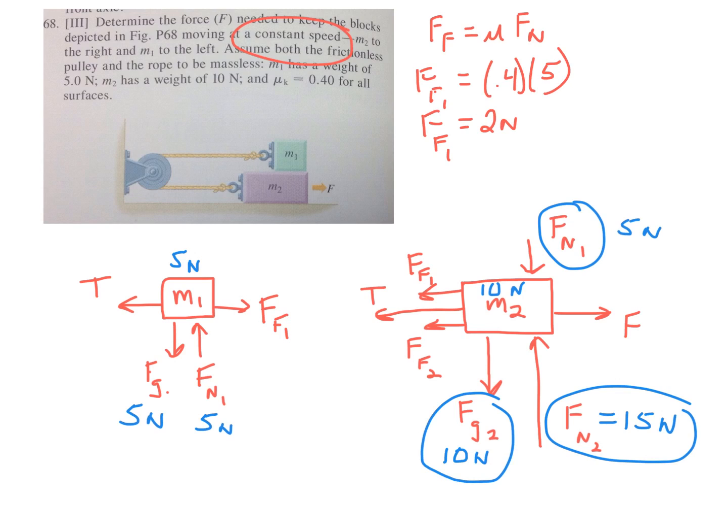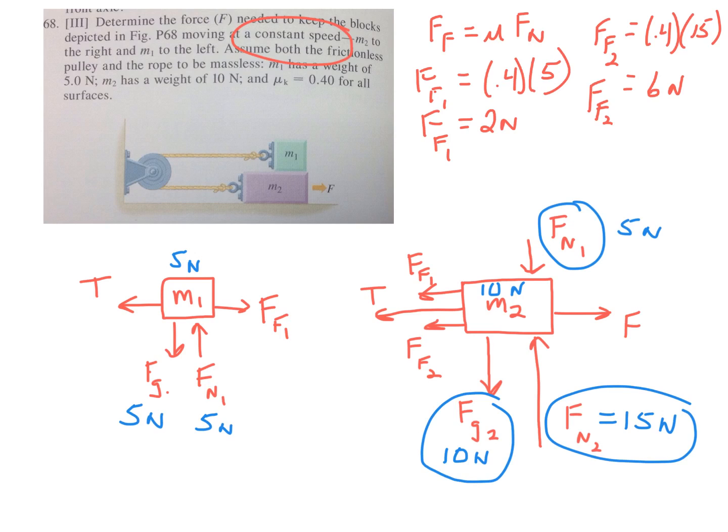And similarly, F sub F2 at the very bottom surface is mu, 0.4, times the normal force there at the bottom, which is 15 newtons. So that comes out to be force of friction number 2 is 6 newtons.